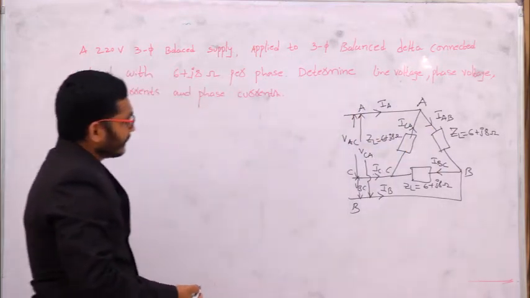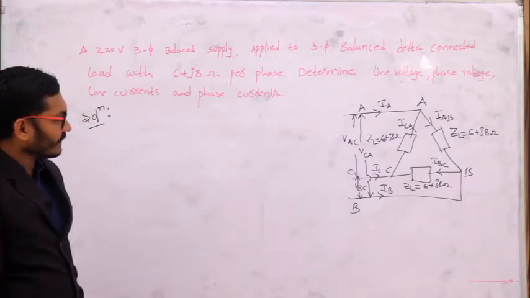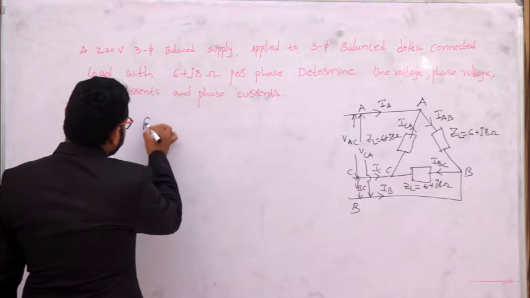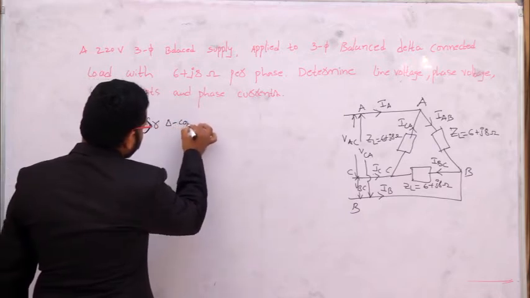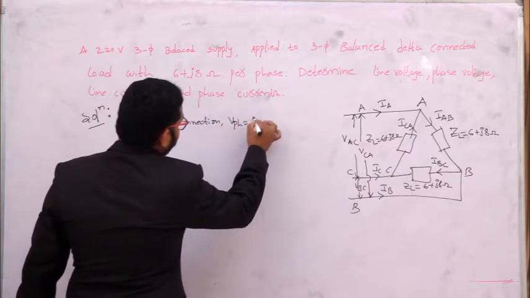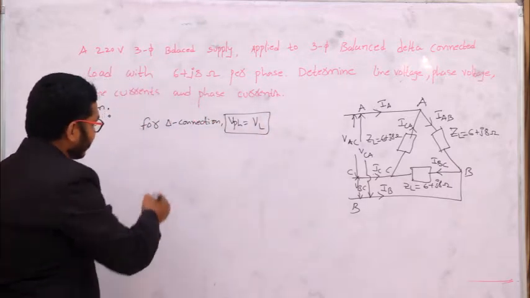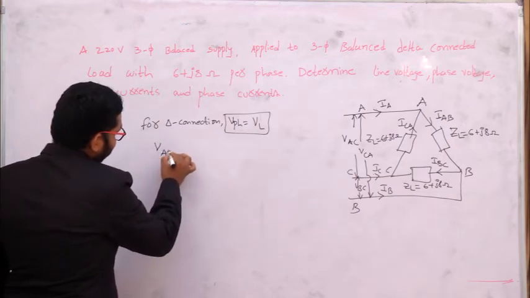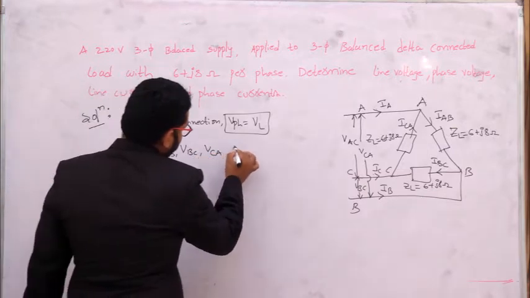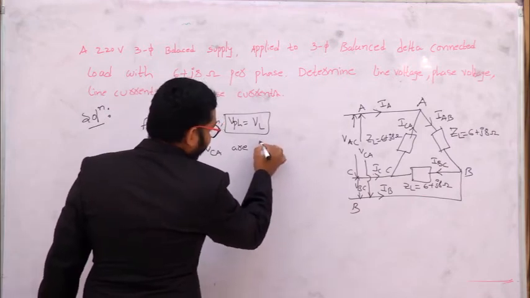Here you can see VAB, VBC, VCA are the line voltages as well as phase voltages, because already we know that for a delta connected network, V phase equals V line. So for a delta connected network V phase equals V line.